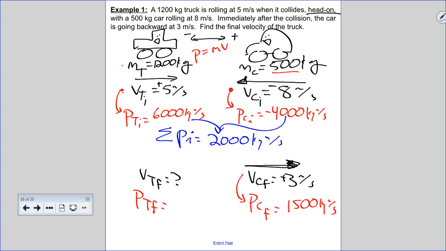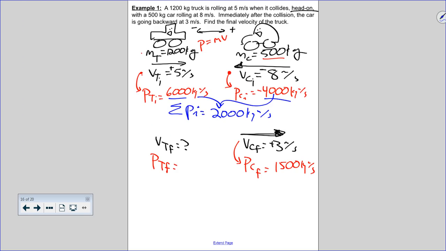Total momentum before the collision. Let's see, we had 6,000 from the truck, negative 4,000 from the car. Add them up, you get 2,000, right? Okay. Well, that means my total momentum after the collision has also got to be 2,000 kilogram meters a second, right? And so that represents the sum of this and this.